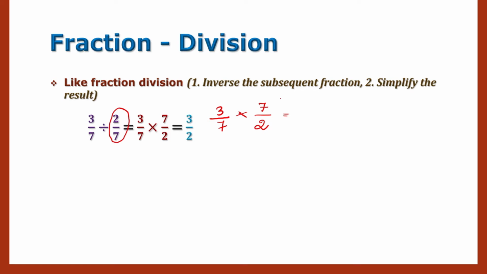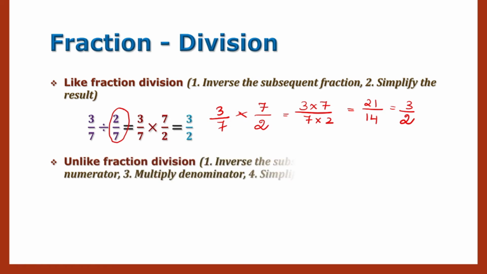Then our second step would be we have to multiply the numerators, which is 3 multiplied by 7, divided by multiplying the denominators, which is 7 multiplied by 2, equal to 21 by 14. Now we can simplify the result, which would lead to 3 by 2. Now let's see an example for unlike fractions.